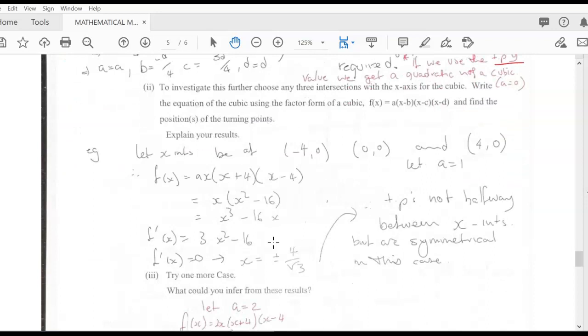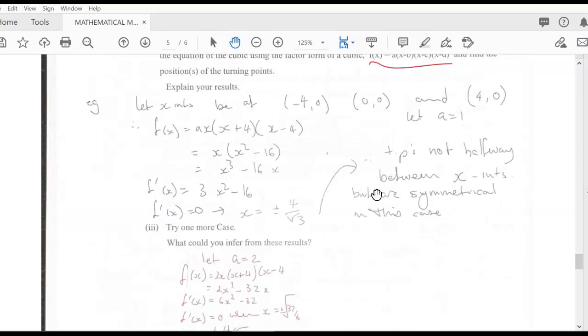All right, so to investigate this further, choose any 3 intersections with the x-axis for the cubic. Write the equation of the cubic using the factor form of a cubic. Okay, so here is your cubic in factor form, where b, c, and d are your x-intercepts, and find the positions of the turning point. So explain your results. All right, so you're choosing what your x-intercepts are. We can have -4, 0, 0, 0, and 4, 0. So when we substitute them in, I'm going to let a equal 1.